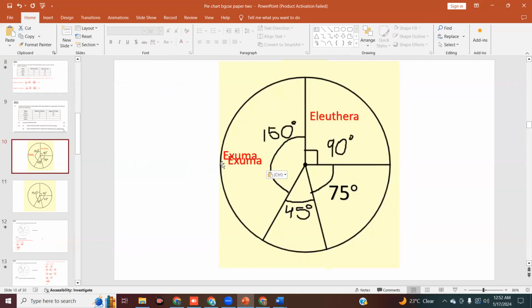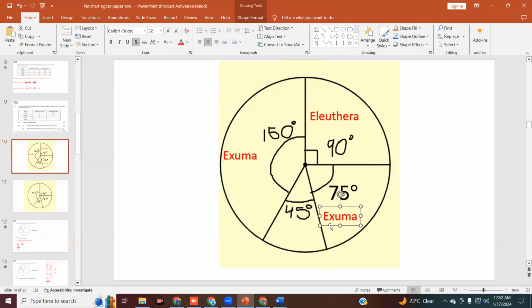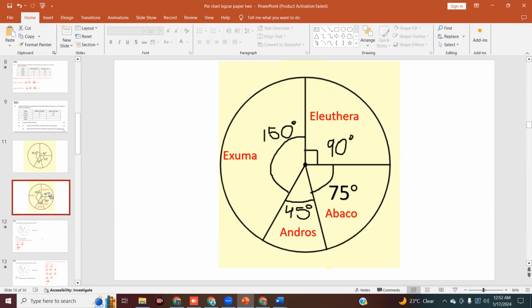So 75 for Arbuckle. So it's going to be Arbuckle. And then for Andros, we're going to have 45 for Andros, 45 degrees. Okay, great. And so this is the completed version.